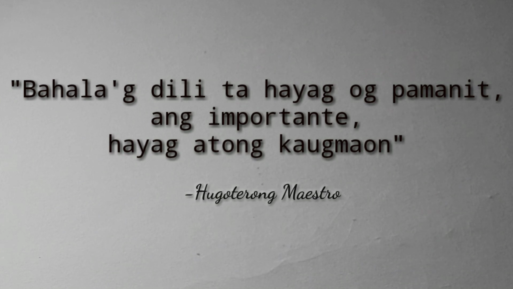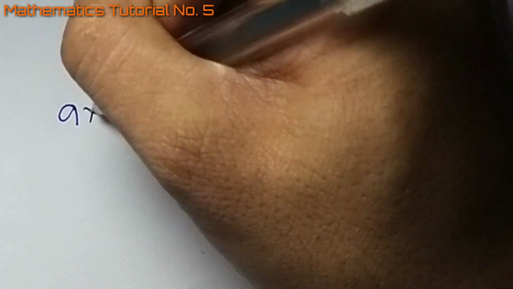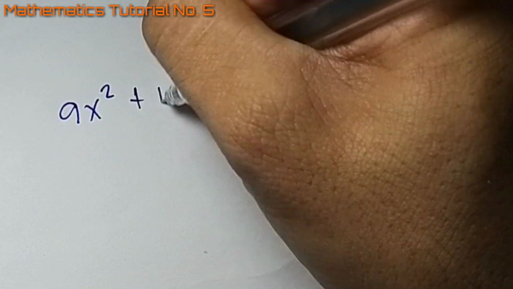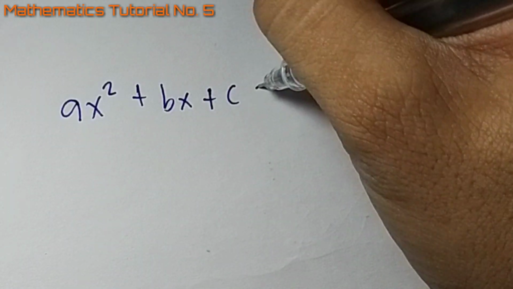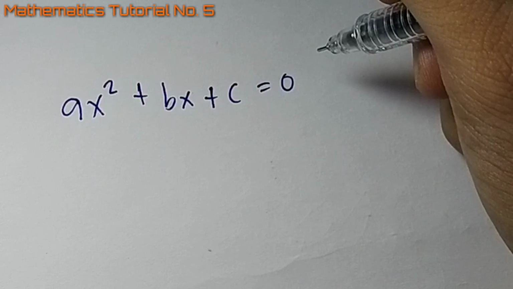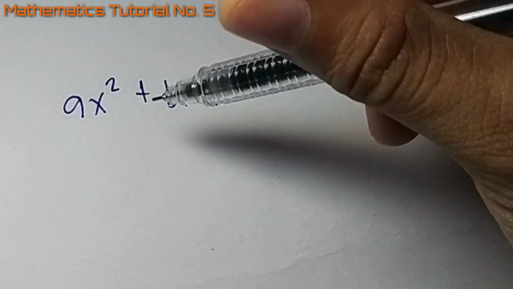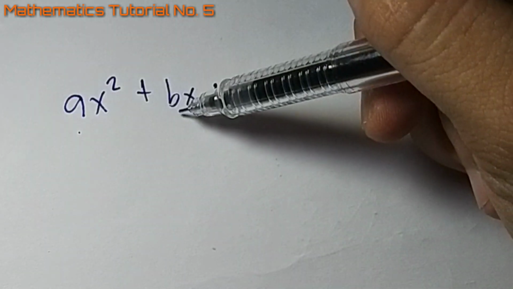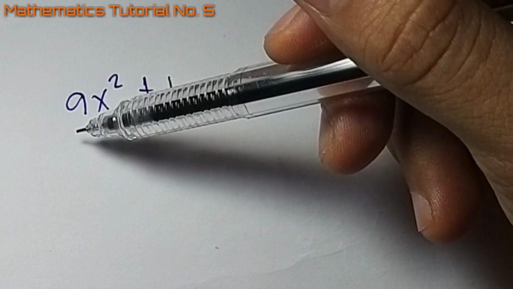Diba ang quadratic equation is an equation that can be written in the form ax squared plus bx plus c is equal to 0. This is in the standard form where our a, b, and c are real numbers, and a should not be equal to 0.